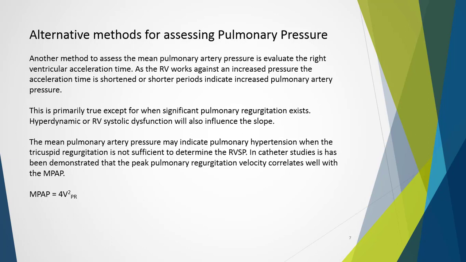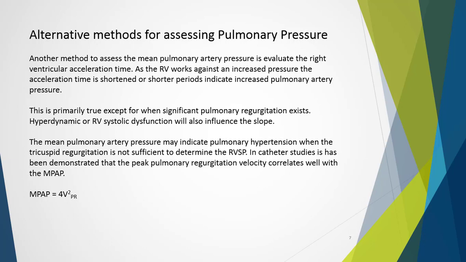This is primarily true except when significant pulmonary regurgitation exists. Normal forward flow plus the regurgitant flow moving through the pulmonary artery will have an artificially reduced slope period. Hyperdynamic or RV systolic dysfunction will also influence the slope itself.